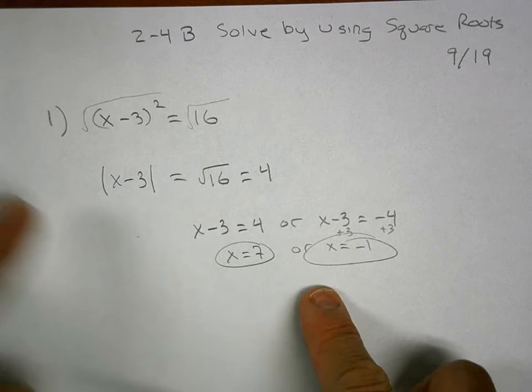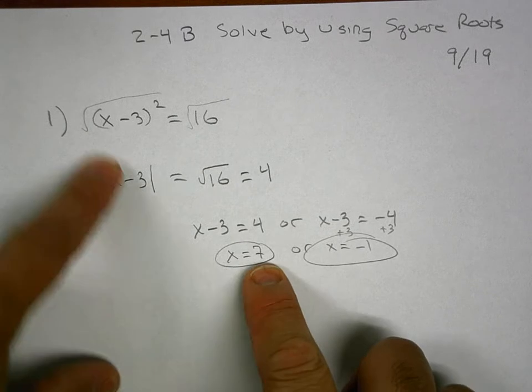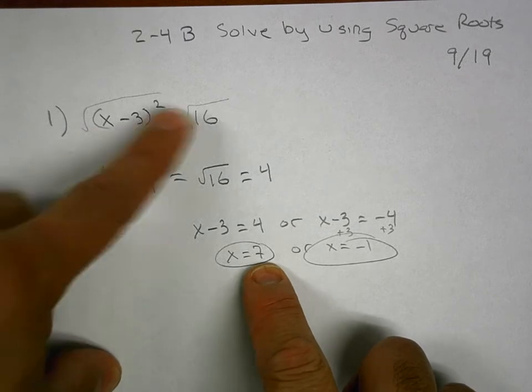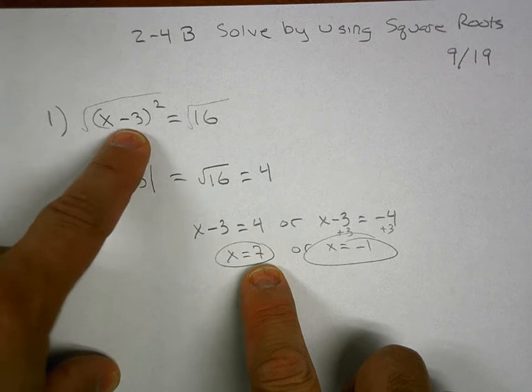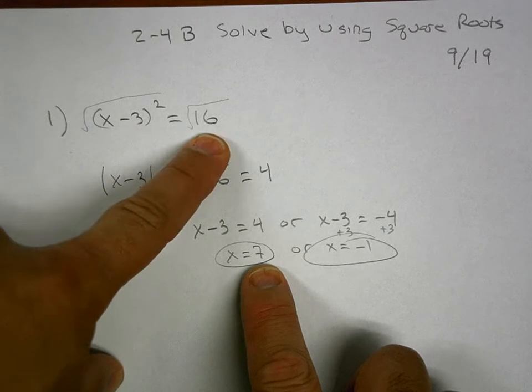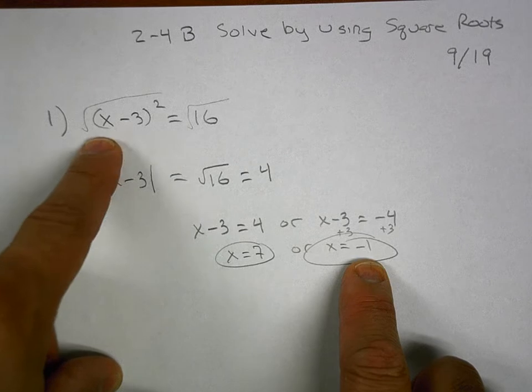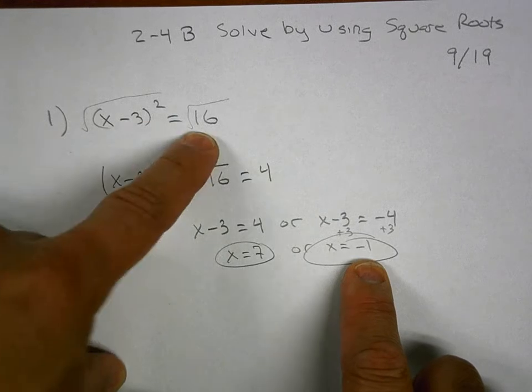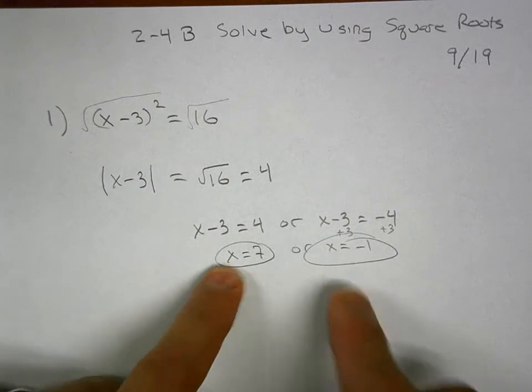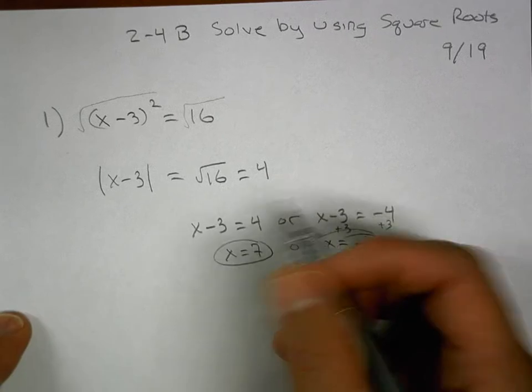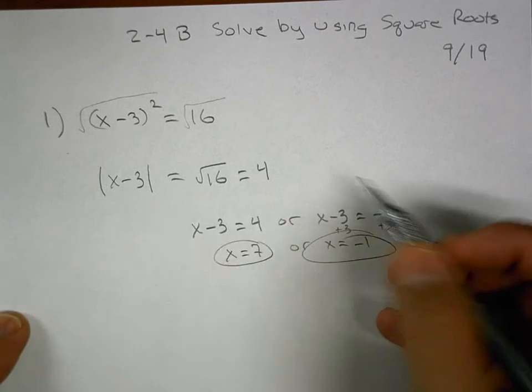We could double check. If x is 7, plug in right there without square roots: 7 minus 3 is 4, 4 squared is 16. Works. Negative 1: negative 1 minus 3 is negative 4, and negative 4 times negative 4 is positive 16. Those are your answers. Pretty quick and easy.